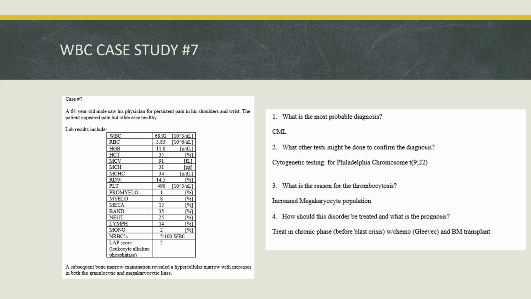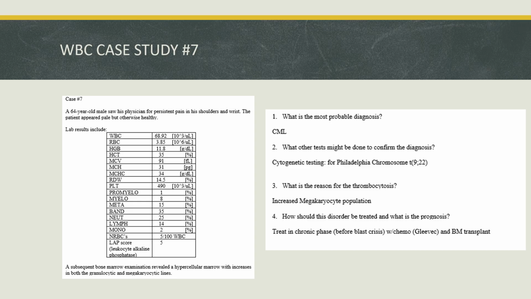What other tests could we do to confirm the diagnosis? Obviously, we're going to do some cytogenetic testing. And remember that if we suspect CML, we're going to be looking for that Philadelphia chromosome with that translocation of 9;22. So that explains the elevated white blood cell count, but what about the platelet count? Well, because we have an increase in both granulocytic and megakaryocytic lines within the bone marrow, we're also going to have a higher platelet count because remember, those platelets are coming from that megakaryocyte population.